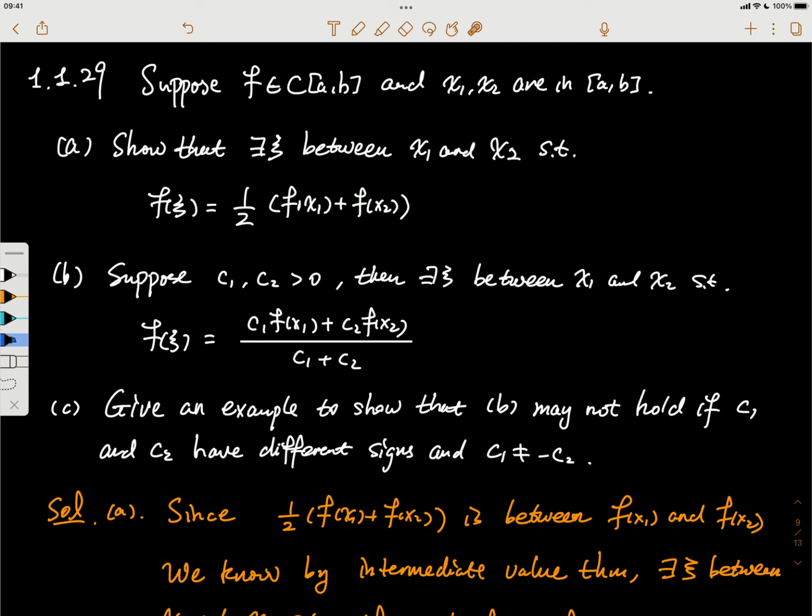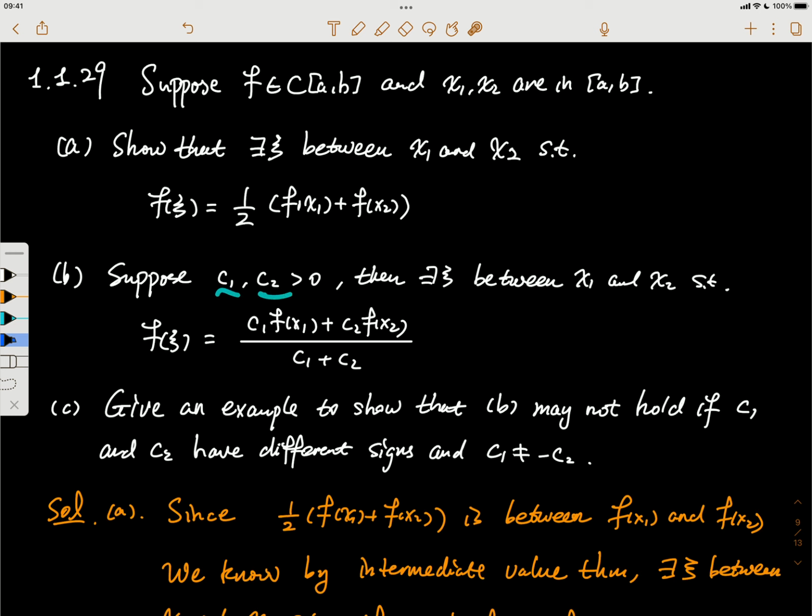Problem 29 in section 1.1. Now, suppose we have a continuous function f that's defined over the interval [a, b], and there are two points x1, x2 in the interval. The first part is to show that there exists a number c between x1 and x2, so that f(c) is equal to the average of f(x1) and f(x2).